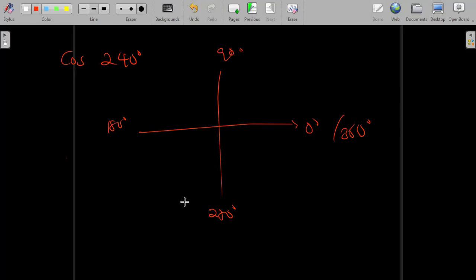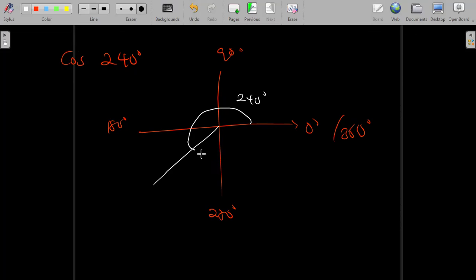So in the third quadrant, I will start here and move up through the third quadrant, like that. So my angle will be somewhere out here. That is the angle of 240 degrees. Now, the way we find this cos 240 is we find a reference angle.